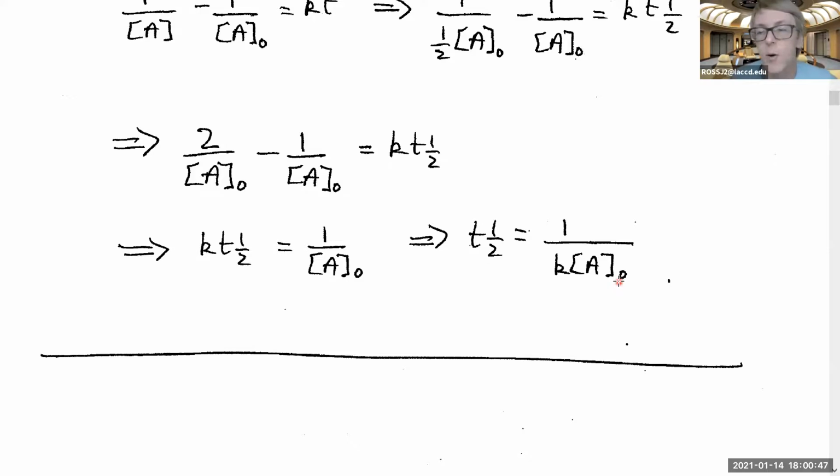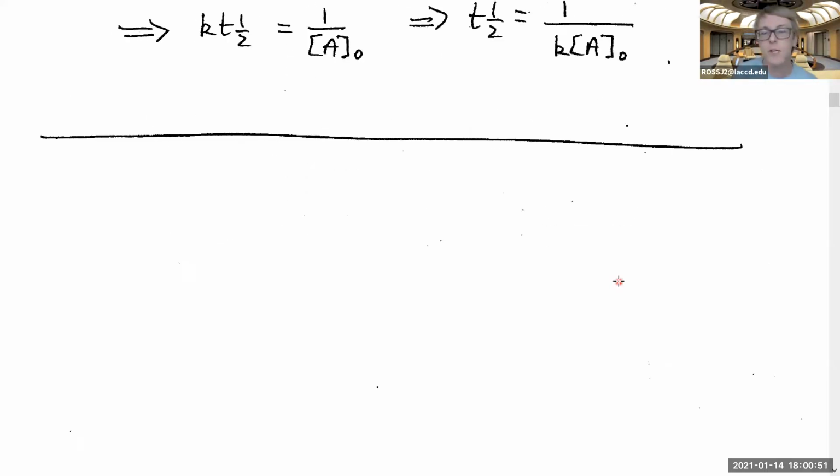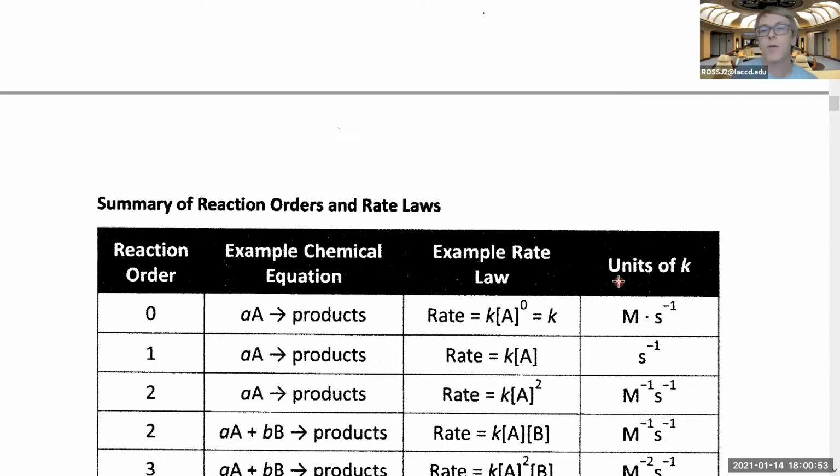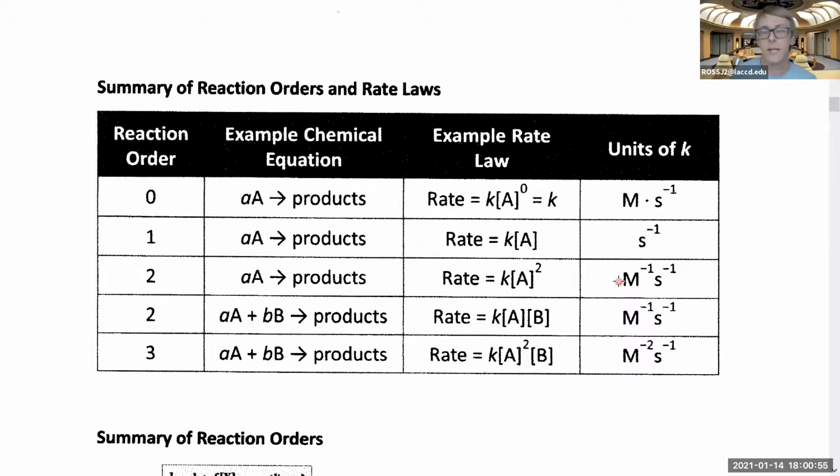So we've seen zero, first and second order integrated rate expressions, and again, the half-lives. This slide, you can look at on your own. I won't go over it too much, but it nicely focuses on the units of the rate constant. These units of the rate constant are things that you should be able to interpret.